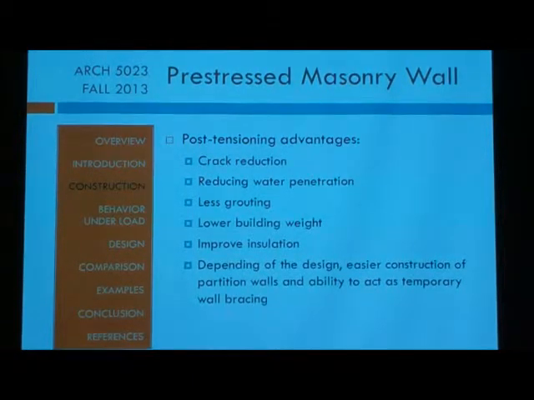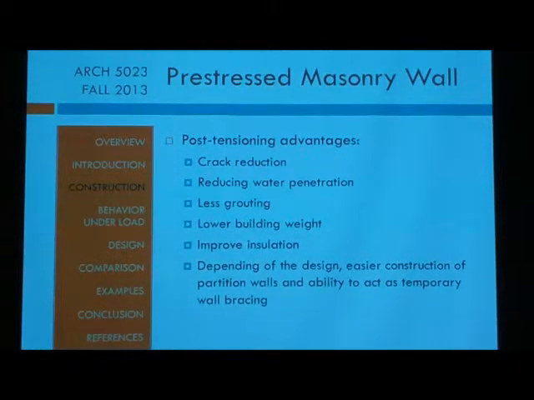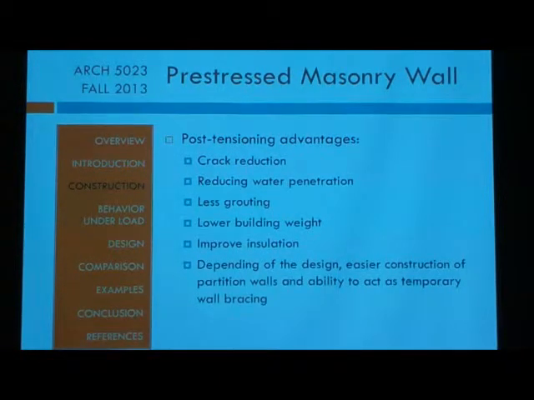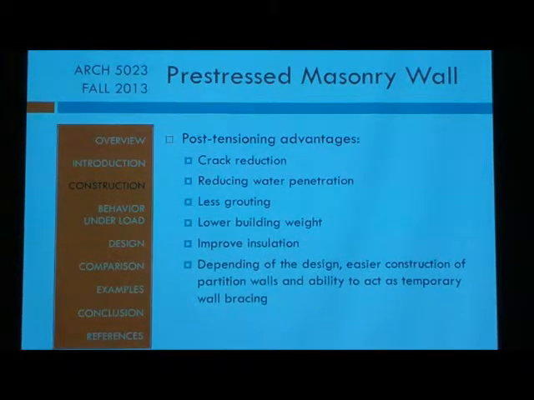And depending on the design, it could be an easier construction. You can create partial walls. It is easier, but at the same time, you have to be careful of how much hardware you're going to use for your design. So the benefits in pricing may vary depending on your design.